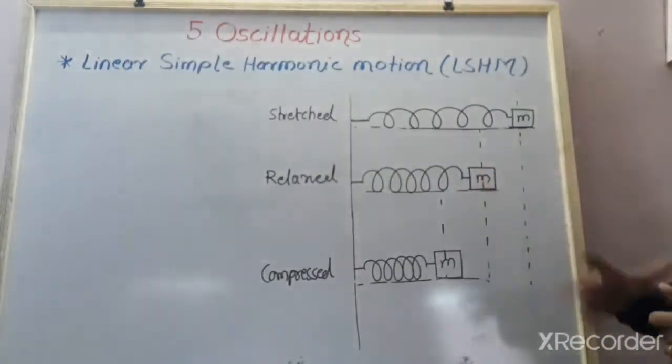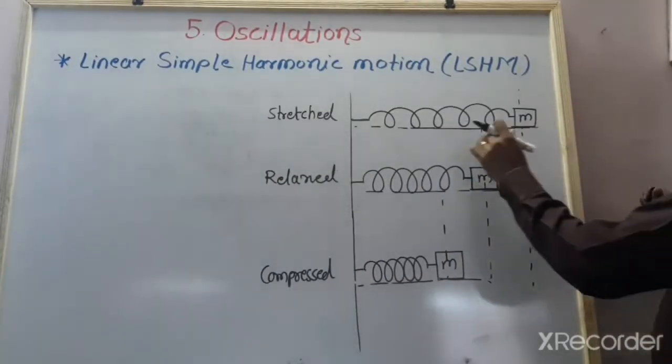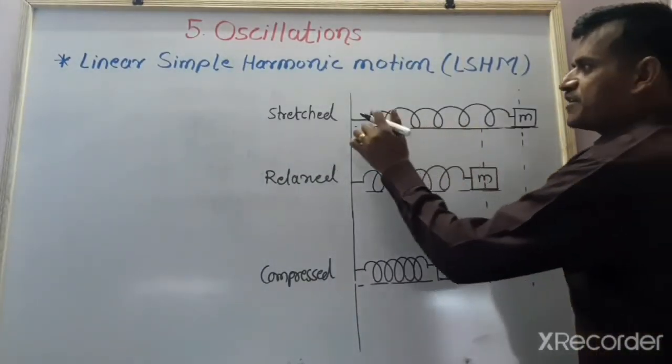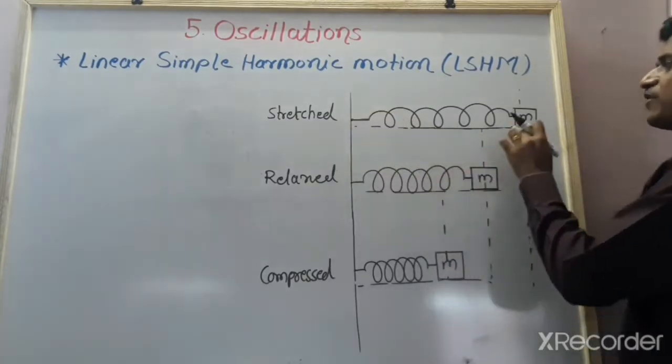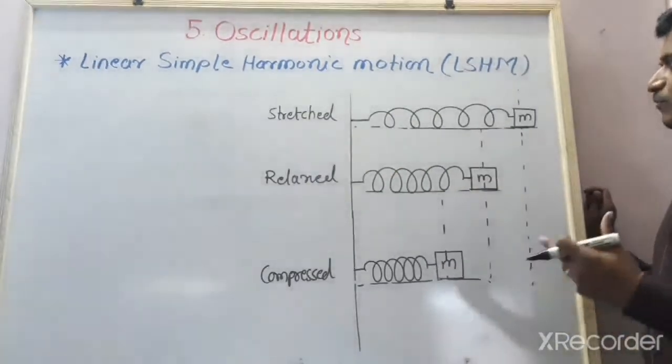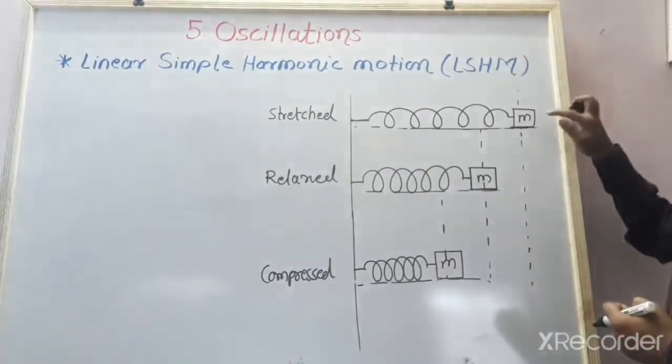Suppose these are the three cases. The first is a spring, one end of which is fixed to a rigid support, and the other end is attached to a block having mass m. Small m is the mass of the block.